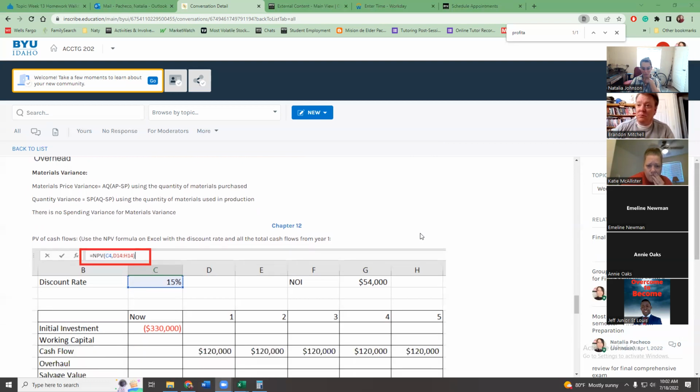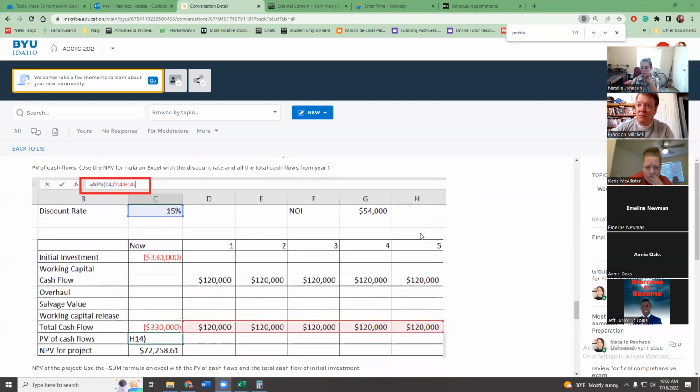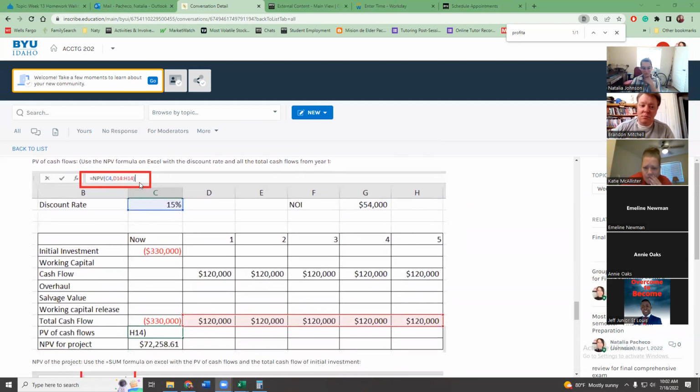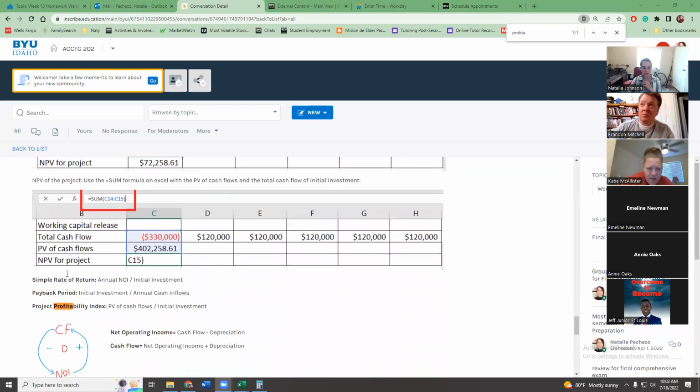Okay, so for chapter 12, I think this is pretty fresh. Remember that for the present value of cash flows, you use this formula in Excel with the rate and the total cash flows from year 1 to whatever year it is. And for the net present value of the project, you see the difference, or if this one is negative, you do the sum of the total cash flow of the investment and the present value of cash flows.